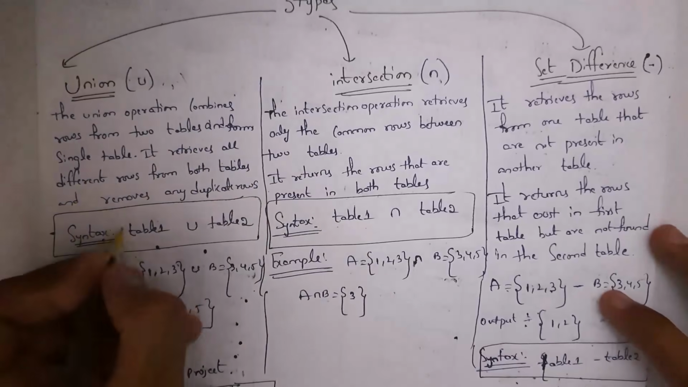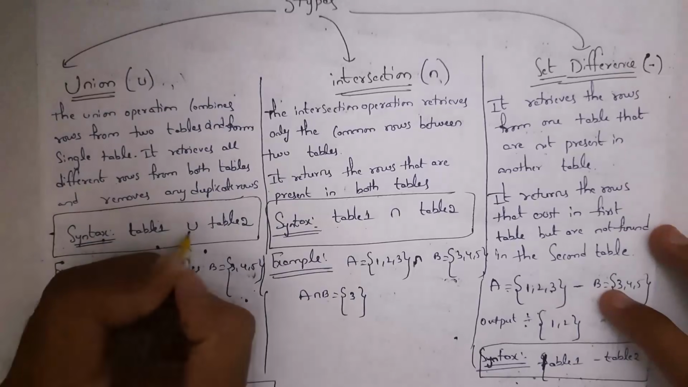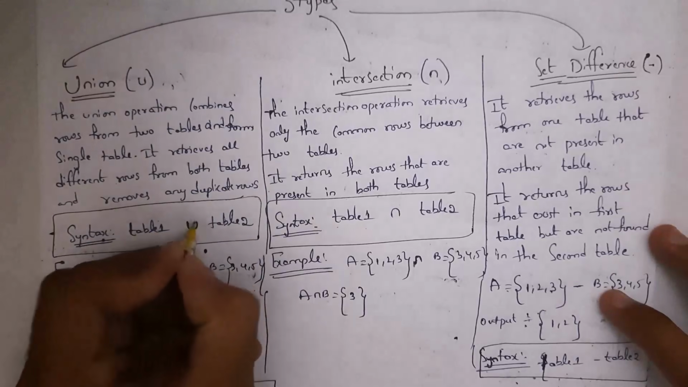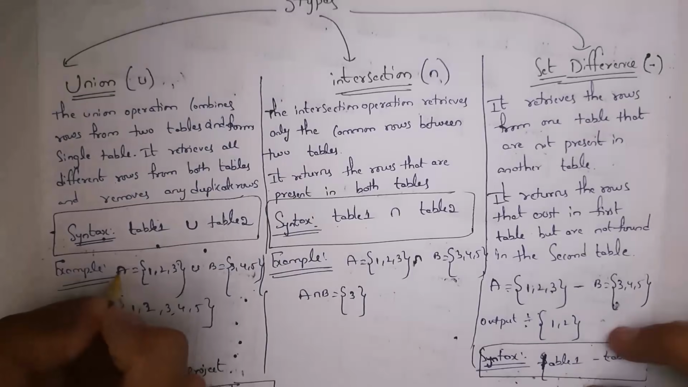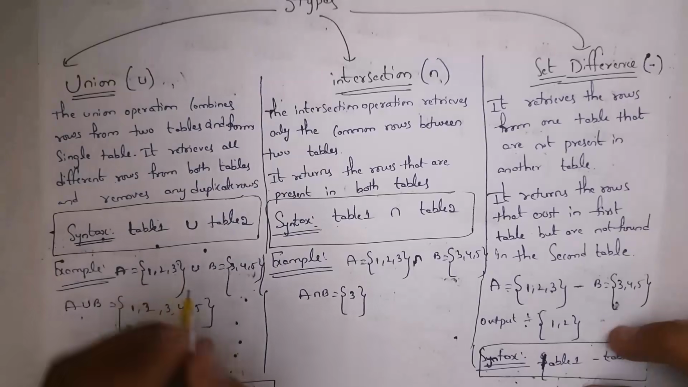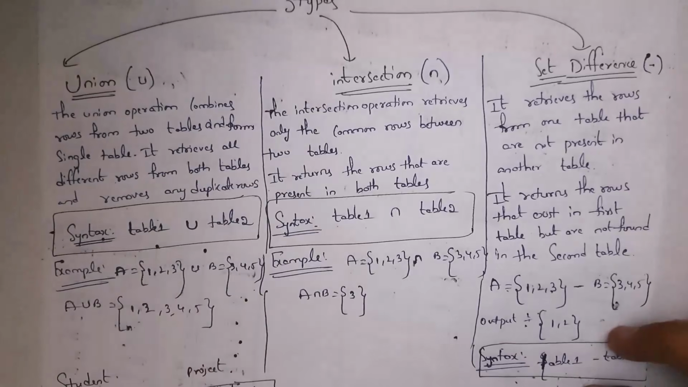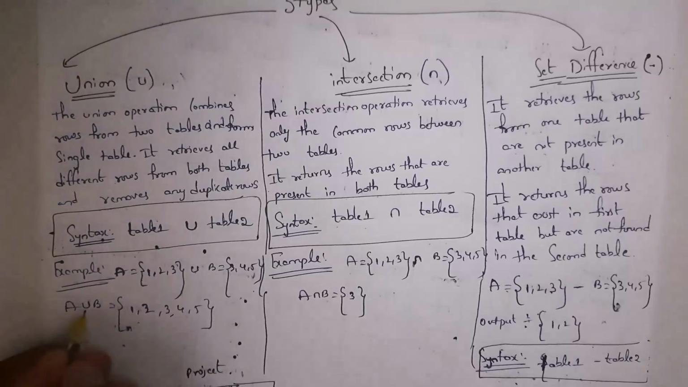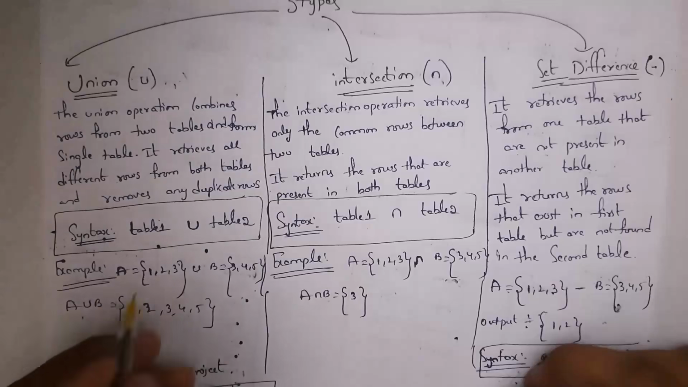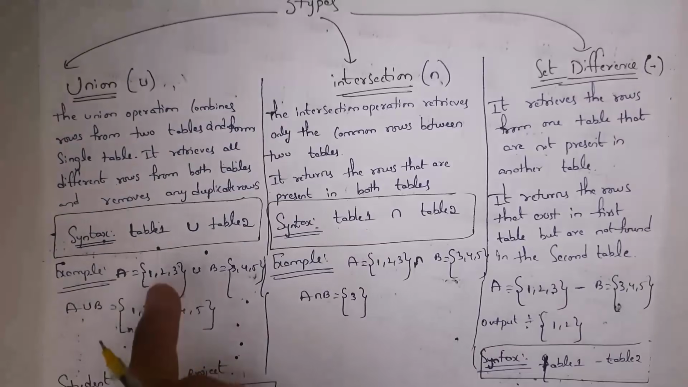This is syntax. Just write here table 1, union table 2. Just you need to write here U symbol for union. I will explain one simple mathematical problem so that you can clearly understand what is use of union. For example, let us consider A contains 1 to 3 and similarly B contains 3, 4, 5. So union will combine all different values. So whenever I perform A union B, I will get output 1, 2 and 3. So 3 is already present.